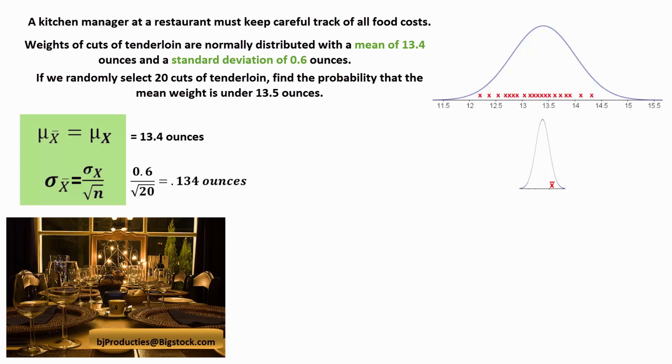Here's another random sample of 20. The mean of this sample is 13.35 ounces. See it in the sampling distribution of means. So every mean in the second distribution comes from a sample of 20 scores from the original population.